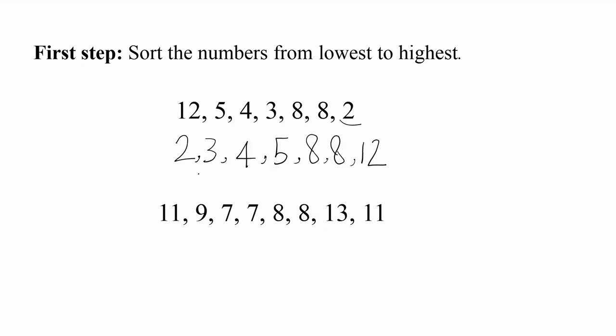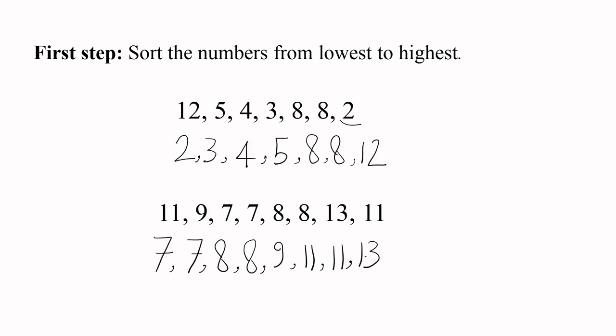Or look at the other example. The smallest number is 7. So we are going to start from 7. The first number is 7. The other one is 7. Next one will be 8, and we have two of them. After that, I have one 9. After that, I have two 11s. And the highest number will be 13. So I strongly suggest you sort the numbers.